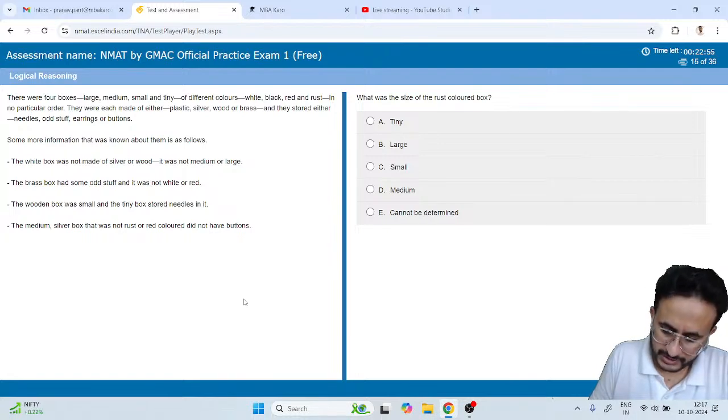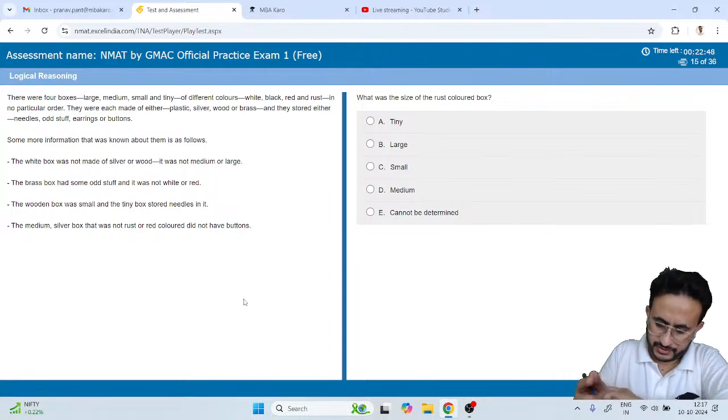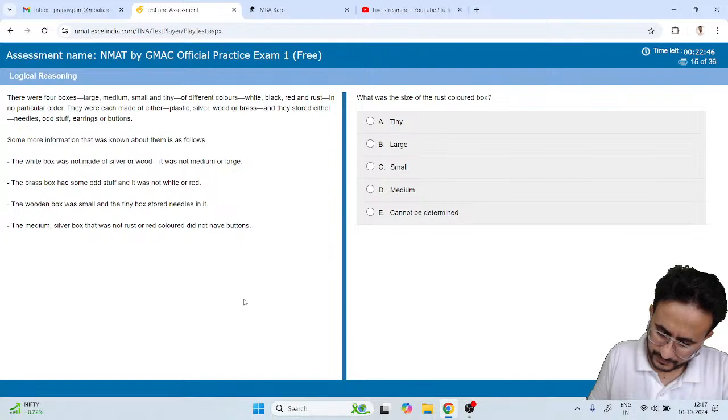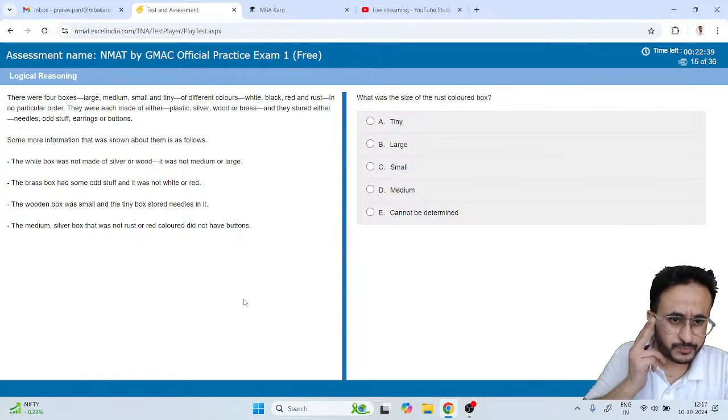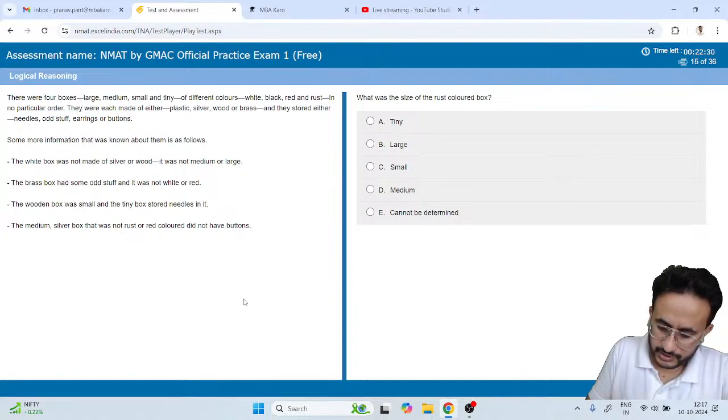Brass box has odd stuff. Brass is the second one, so it has odd stuff, and it was not white or red. Brass box had some odd stuff, so brass cannot be white. This is not brass, so this will be white. Yes, and it has odd stuff. Then it is not white or red, so it will be rust, and last one will be red.